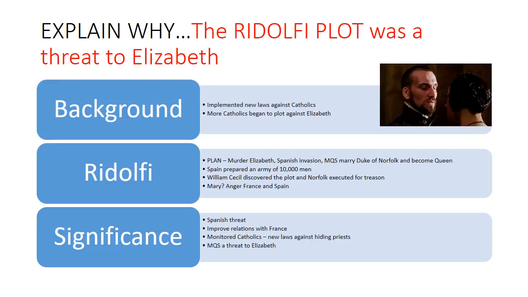It made Elizabeth realise that she had to improve relationships with France because she would struggle to fight against both France and Spain. The government also began to monitor Catholics a lot more closely, and there were all kinds of new laws, the infamous priest holes. And it became clear that Mary Queen of Scots was a very dangerous threat to Elizabeth.